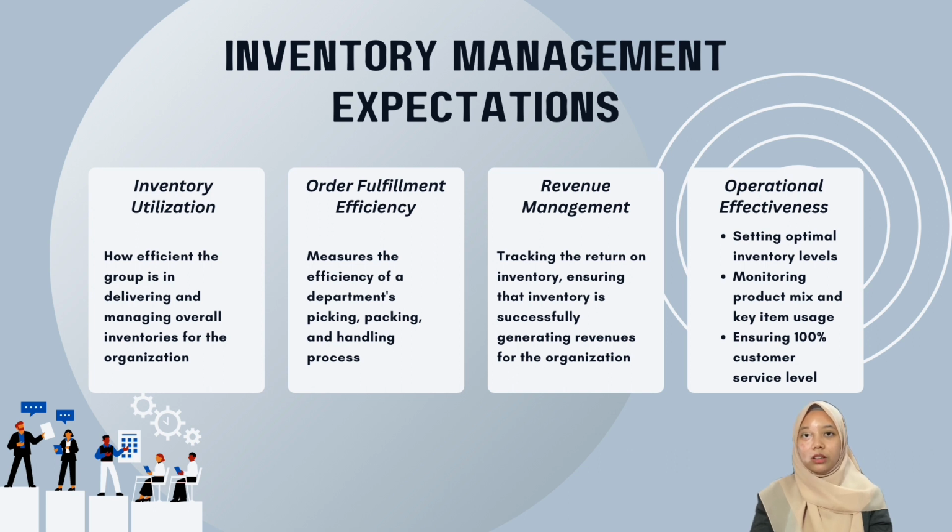Finally, operational effectiveness. This metric measures the extent to which the department is effectively performing a variety of activities necessary to continually improve, including setting optimal inventory levels, including the creation of forecasts and plans with the key vendors and distributors, monitoring product mix and key item usage, including the development of ABC inventory classifications, and finally ensuring 100% customer service levels.